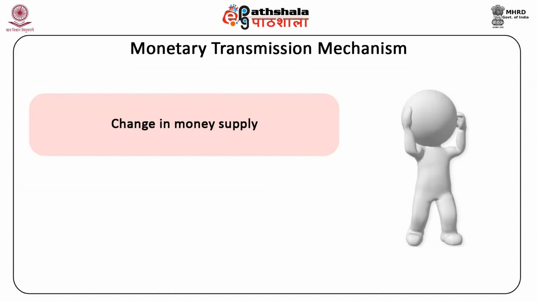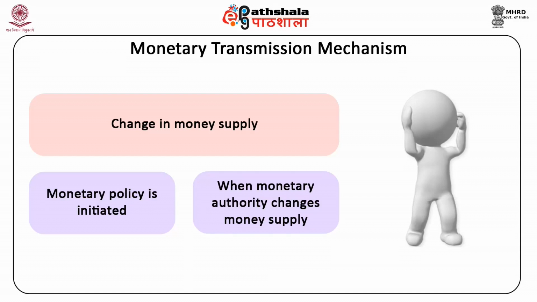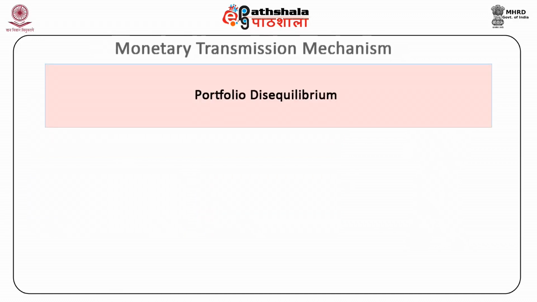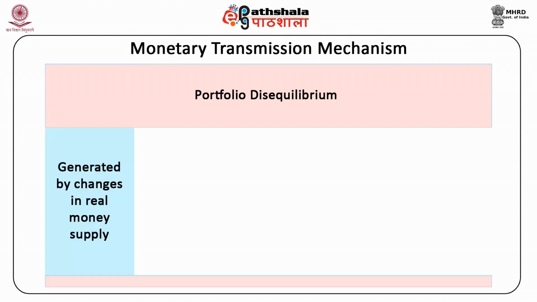Beginning with change in money supply. The monetary policy is initiated when the monetary authority, that is the central bank, changes the supply of money in the economy. Next is portfolio disequilibrium. The change in real money supply generates portfolio disequilibrium.